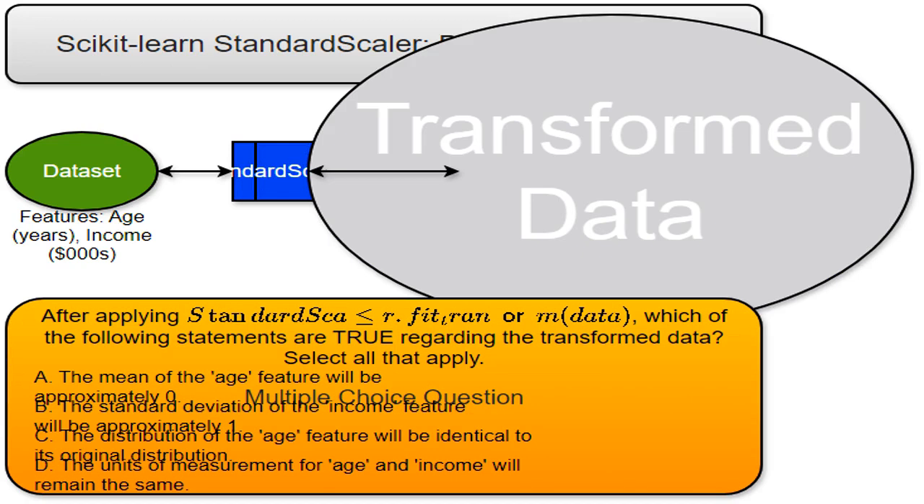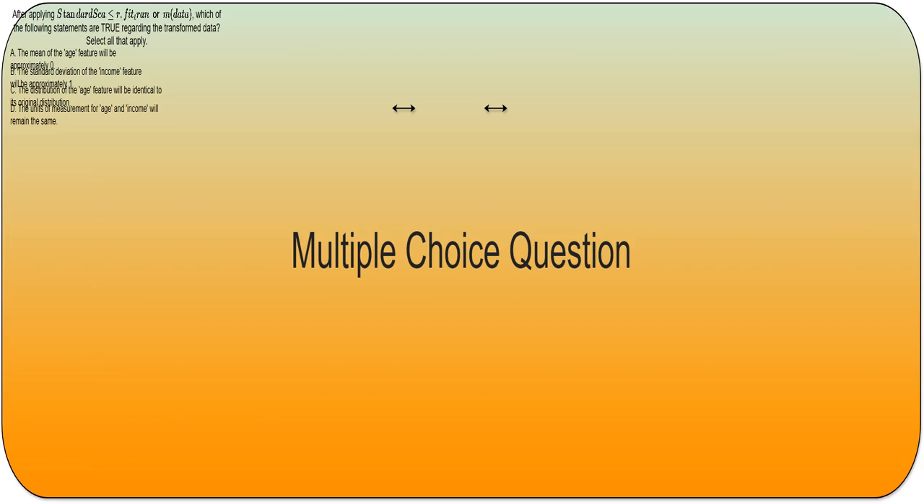This is the result of applying standard scaler.fit_transform to the original dataset. It's the modified dataset where features have been standardized. This indicates a quiz format where you must select the correct statements regarding the transformed data. The core focus is determining the effect of standard scaler on the data characteristics.